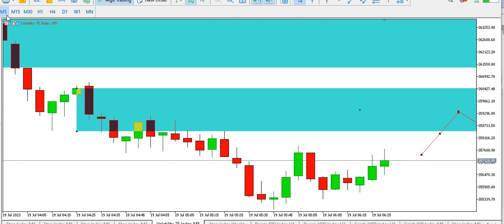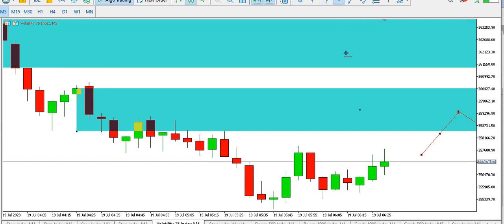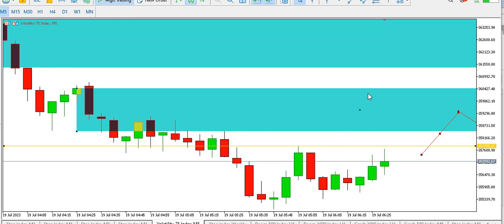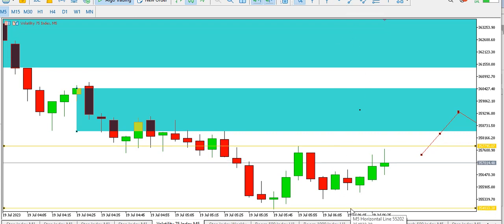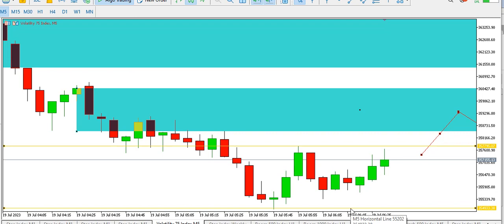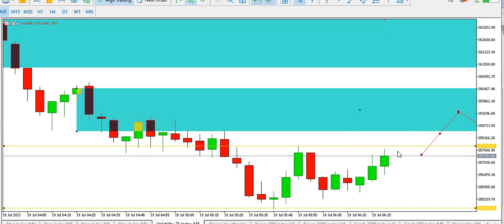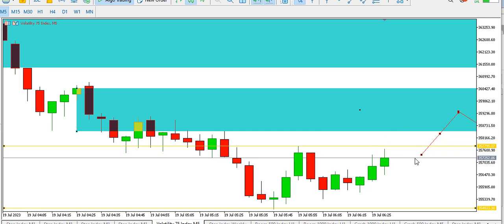ongoing. On the 5 minutes time frame, the 75 is bearish, but we have a range. Now the range top is at 357795 level, and the range bottom is at 354933 level. Okay, so a breakout of this range might tell us where price might go.